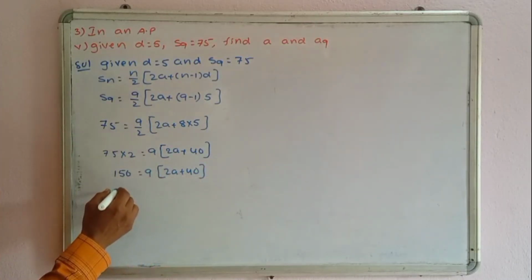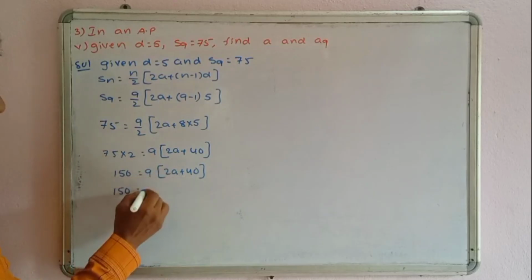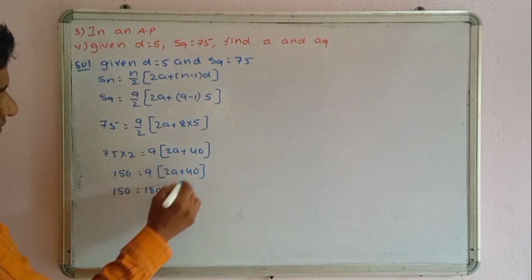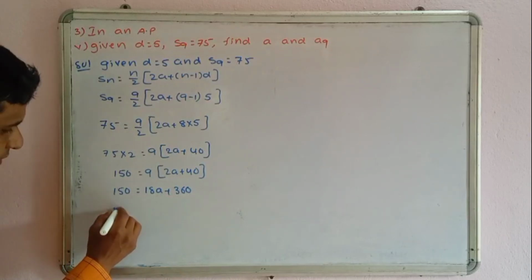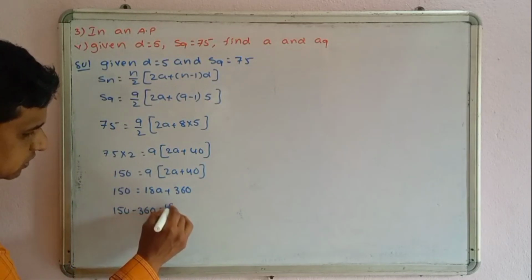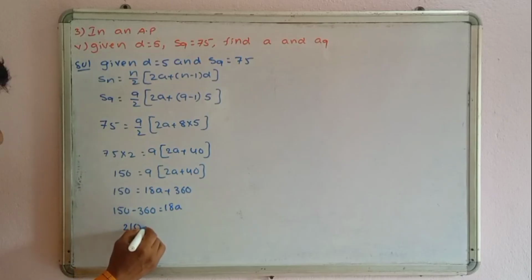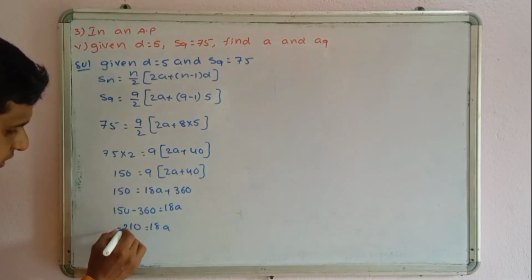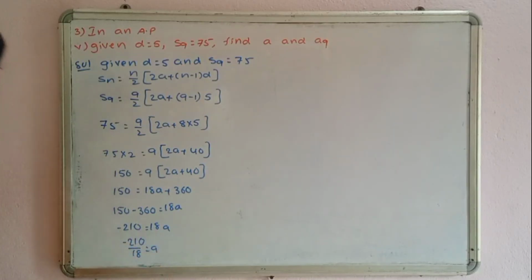150 equals 9 times 2a, that is 18a, plus 9 times 40, which is 360. Now transpose 360 to the right side: 150 minus 360 equals 18a. So 0 minus 0 is 0, 5 minus 6 borrowing, 1 minus 3, that is minus 210 equals 18a. So a equals minus 210 by 18.